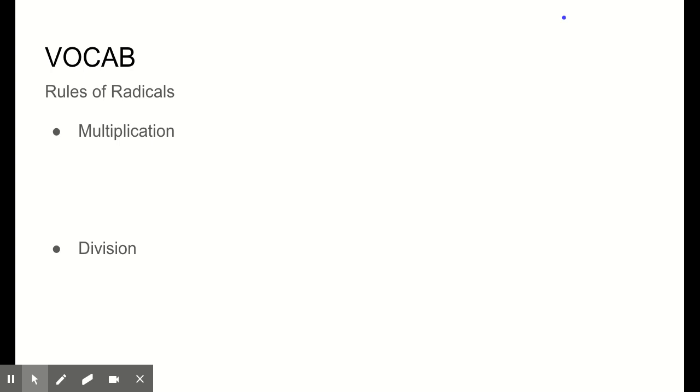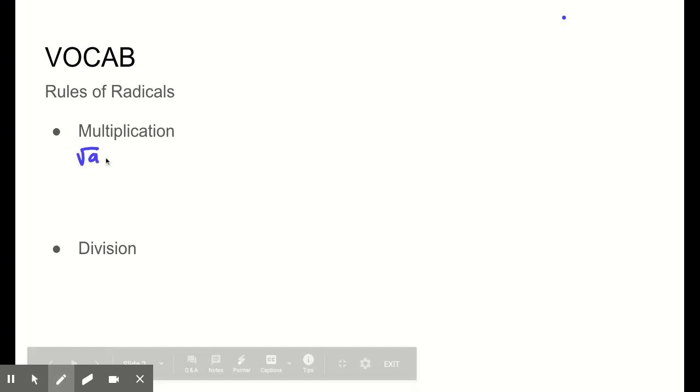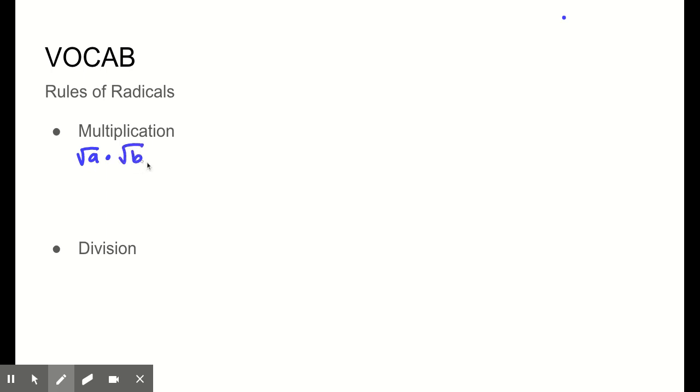Our first rule of radicals is the multiplication rule of radicals. So for this one, if you have the square root of A times the square root of B, as long as you have the same index. Now remember, the index is the root of the expression, and when there's an invisible number there, it's a 2. So if we had, for example, the third root of A, we would not be able to multiply these together. Again, in order for you to multiply, you have to have the same index.